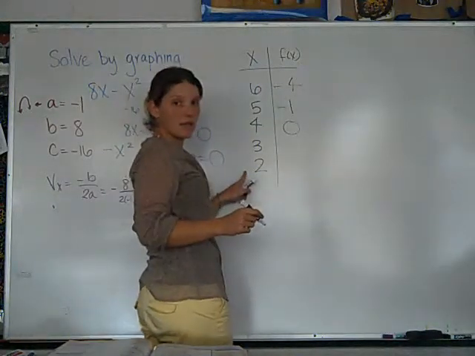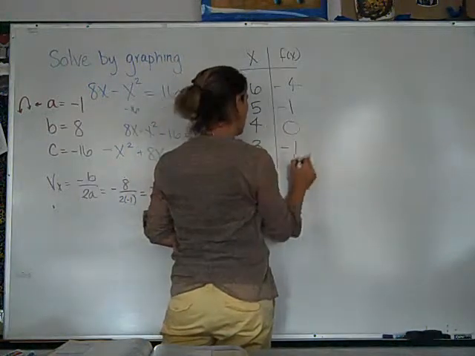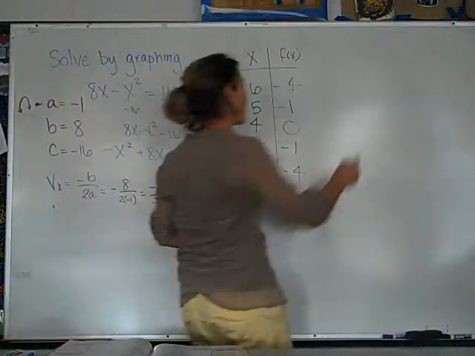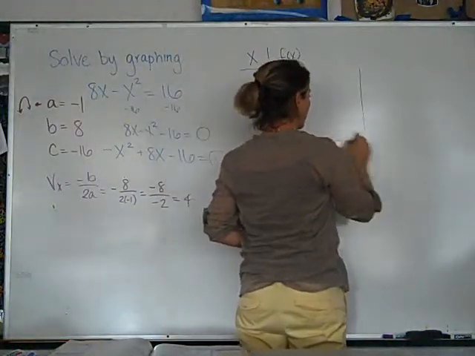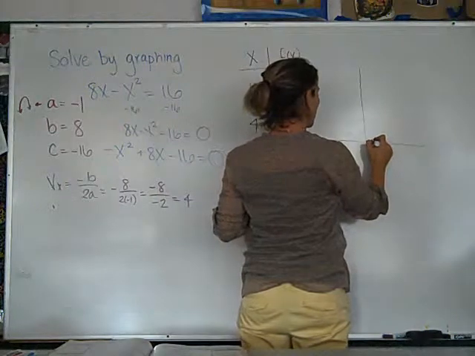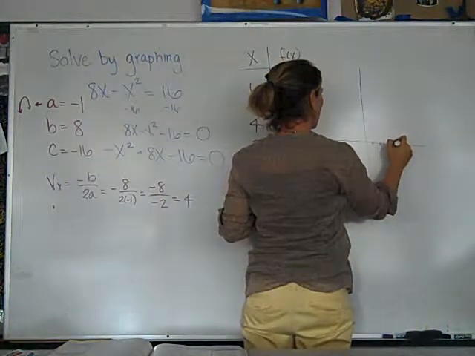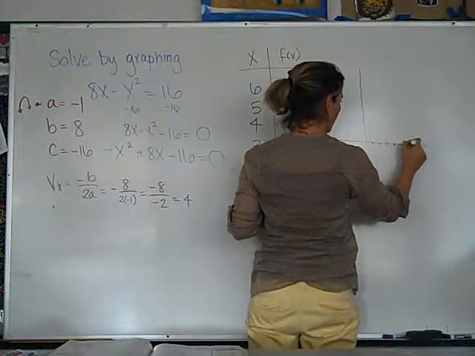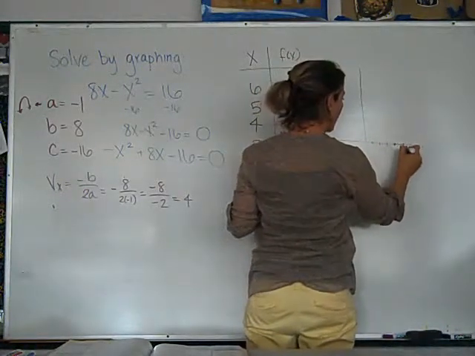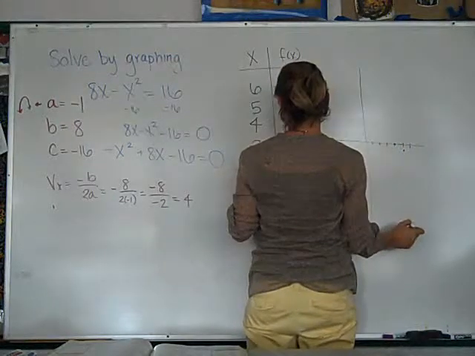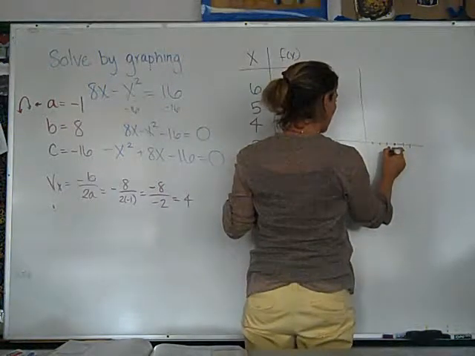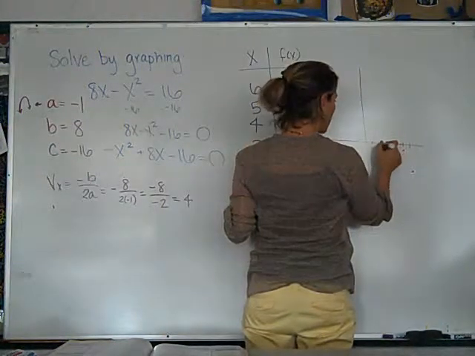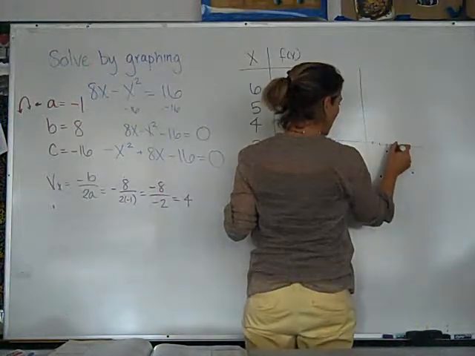What do you think is going to happen down here? Same thing. I can cheat because I know the rule. They're symmetrical. Okay, now that I have these points, I can graph. We'll start with 4, 0. Then we'll go to 5, negative 1, right? Because we already said it's going to go down. And 3, negative 1. And 6, negative 4. And 2, negative 4. Connect our dots.